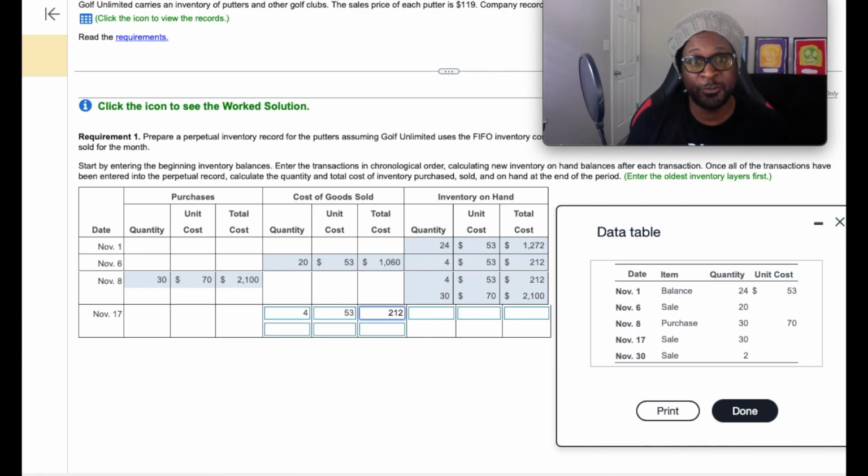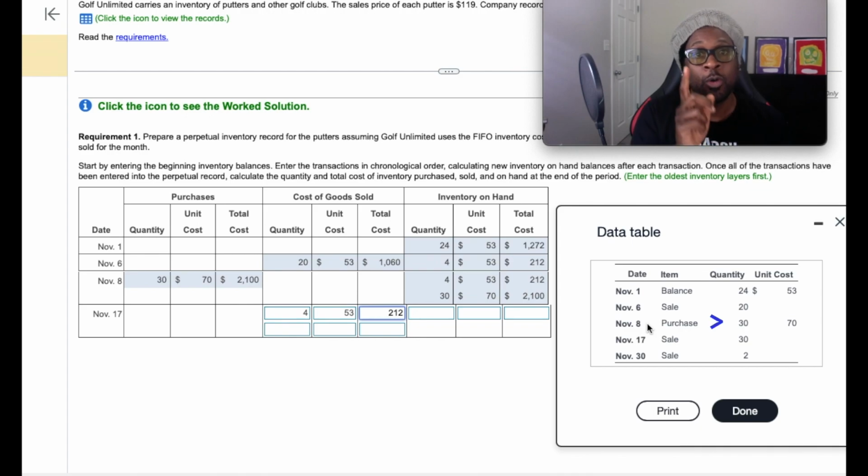Now that we've accounted for the 4 units in beginning inventory, we still have additional units that were sold. How many? We started out selling 30 on November 17th. We just accounted for 4. Therefore, we still have to discover 26 additional units to be sold. Looking at our table, there's only one other place that this inventory could come from. And you got it, gang. It's coming from the November 8th purchase, 30 units at $70.